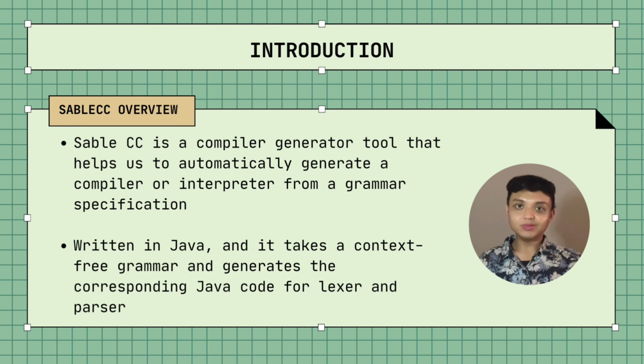So what is CC? CC is a compiler generator tool that can be used for us to automatically generate a compiler or interpreter from a grammar specification. It is usually written in Java and it takes a context-free grammar and generates the corresponding Java code for the use of a Lexer, which is the scanner that will break the input into tokens, and also a parser which will analyze the token stream according to the grammar rules.